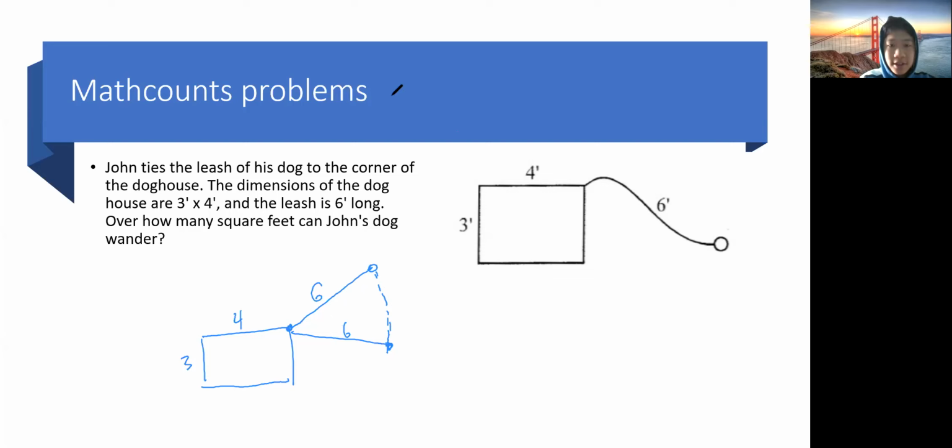So what does this look like? This looks like a circle here, right? Because it has a constant radius. So it's going to go around and around and around.